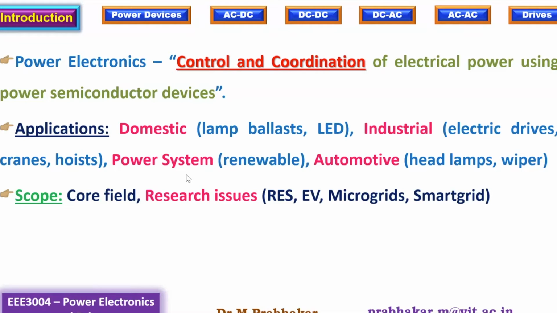Fine. And then as far as research issues are concerned, obviously renewable energy supply sources, e-vehicles, electric vehicles, microgrids, smart grids. So these are emerging research areas. In these research areas, again, power electronics, power electronic converters, controllers, play a very, very important role in making sure that these fields are coming up in a big way, and these fields are actually developing.